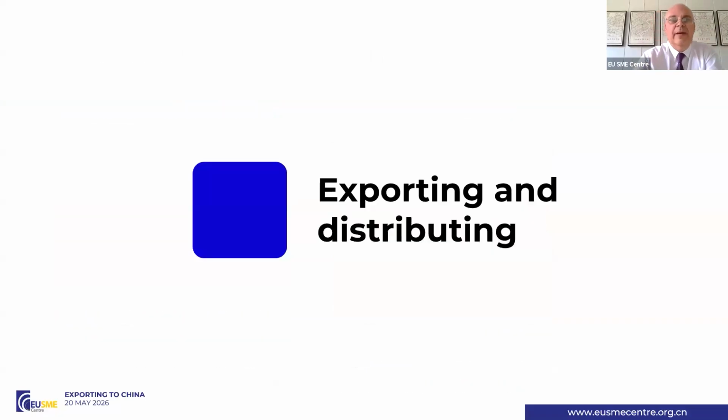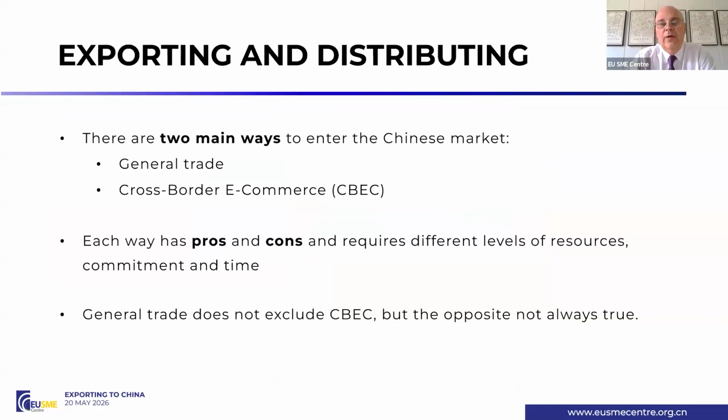So now let's talk a bit about exporting and distributing. You have basically two main ways to enter the Chinese market. We have the general trade. This is also what we call the traditional way. This is the way you use for every other market in the world. And we have what is called here the cross-border e-commerce, CBEC. You will probably hear a lot about this if you are interested in the Chinese market. It's a very specific Chinese scheme, and I will develop it in just a bit. And of course, they all have their advantages and inconveniences, and we will have a look at them right now.